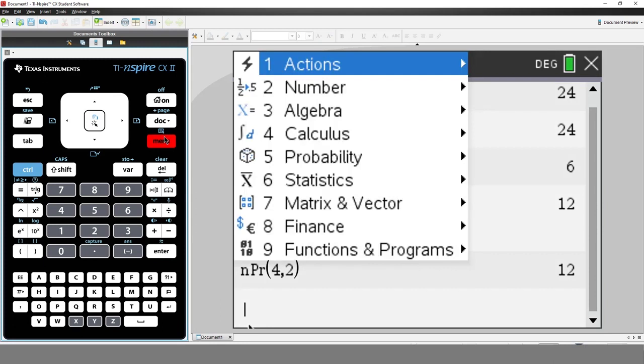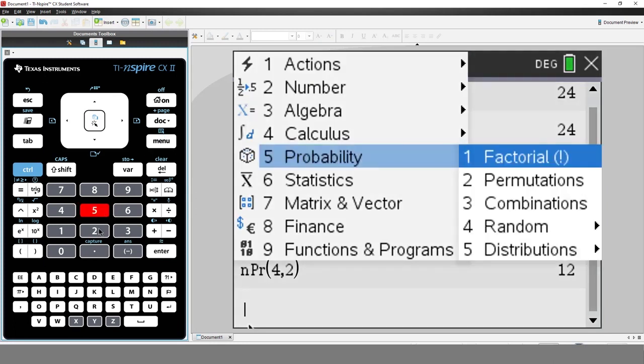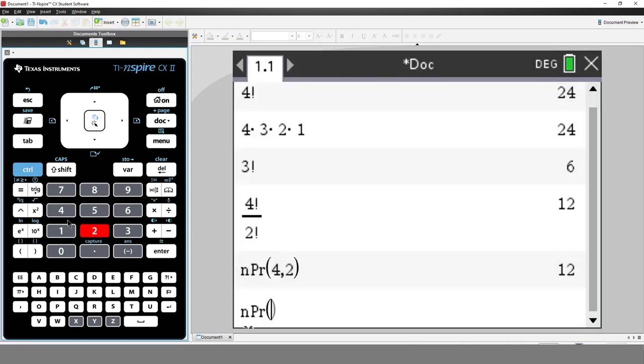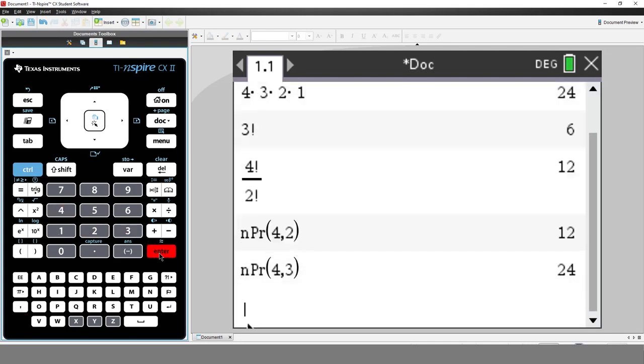Let's check out how many permutations there would be if we had 3 doors open. So that would be 4P3. Take a moment to think about why this result is the same as with all 4 doors open.